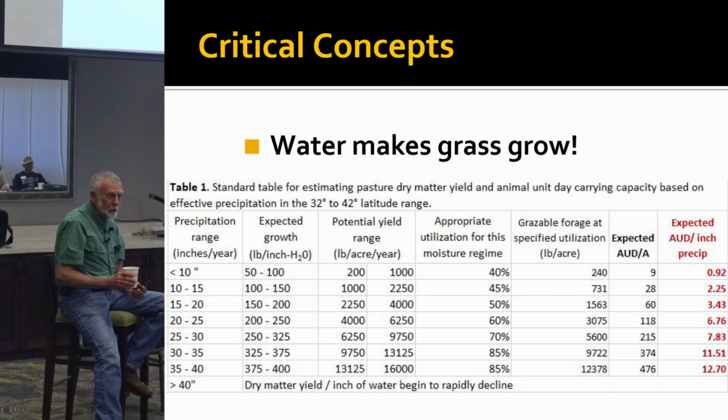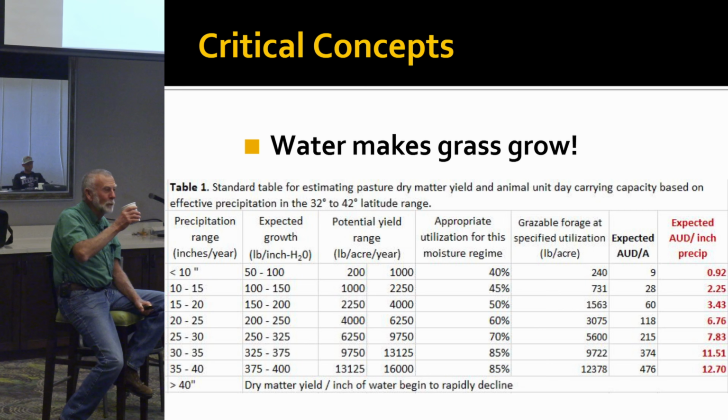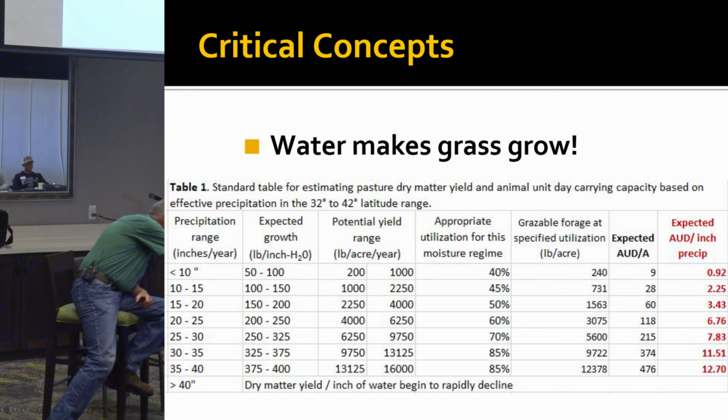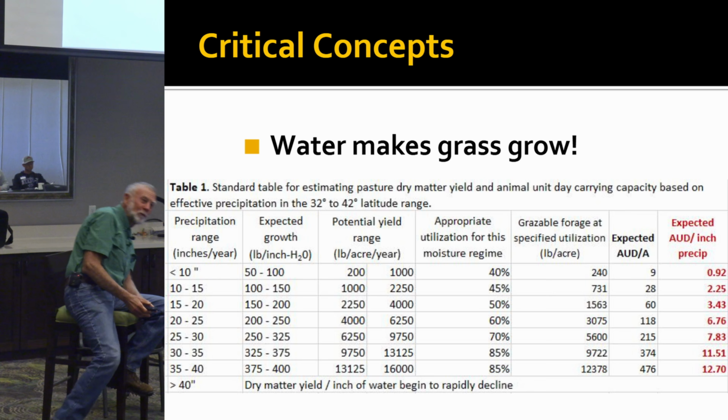So this next one, you think I would have learned this in elementary school or something, but it took me most of my life to learn. Water makes grass grow. When we lived in Missouri, our average annual rainfall was 38 to 40 inches.